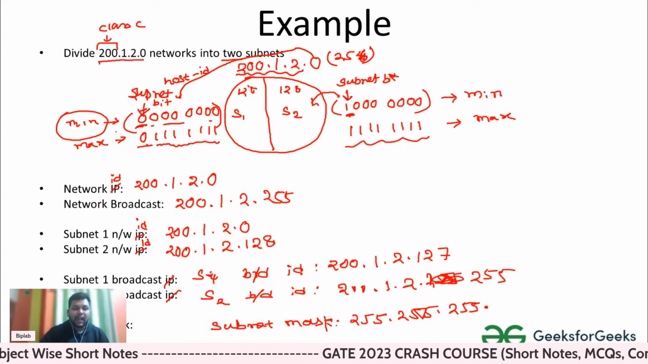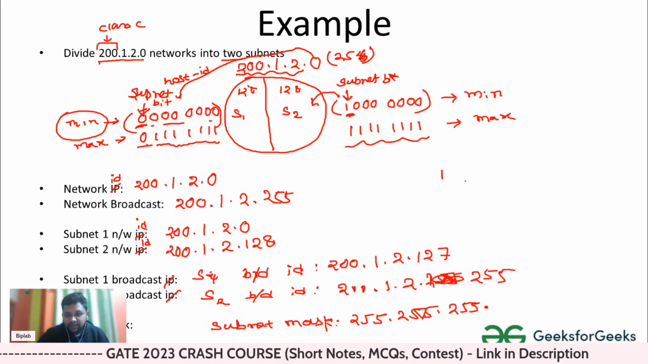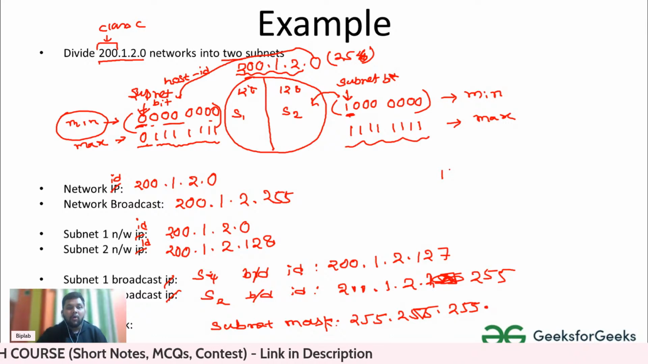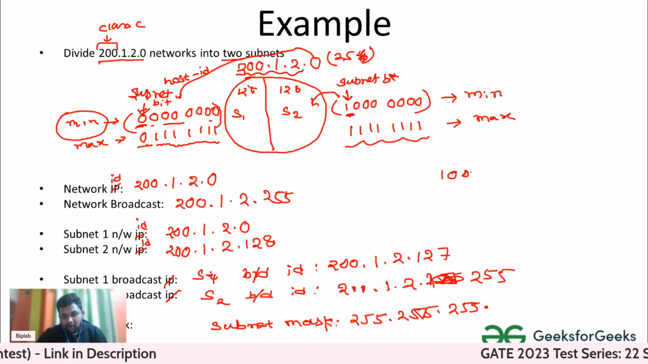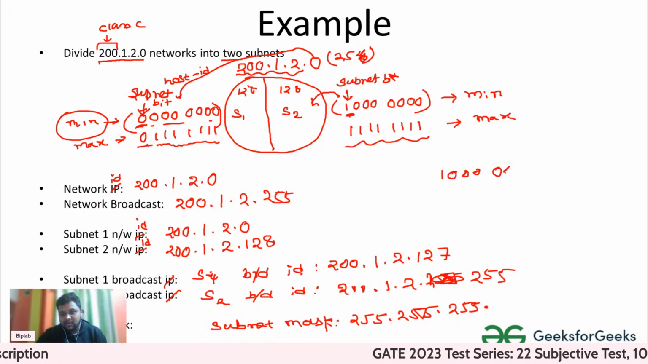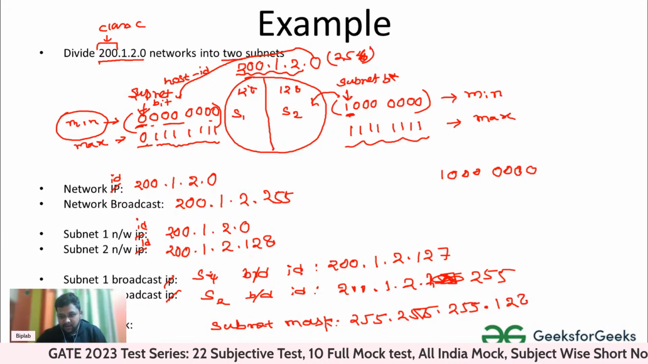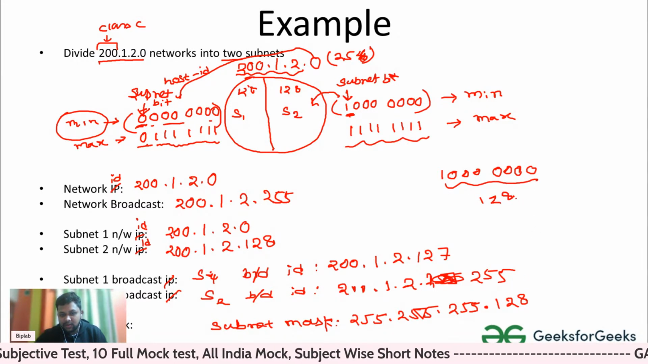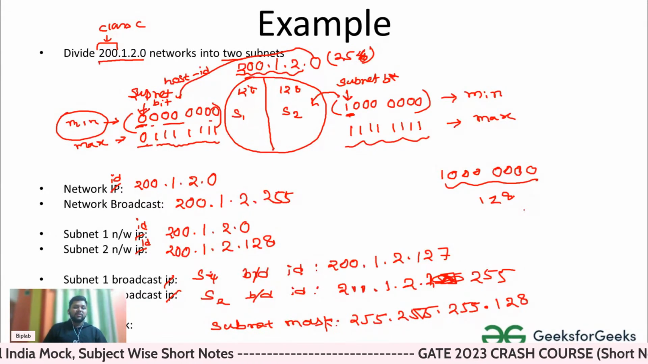In the last octet, the first bit is now subnet ID, so the first bit will be 1, but all the other 7 bits are host ID, so all of them will become 0. So your subnet mask becomes 128 in the last octet. This is your subnet mask.